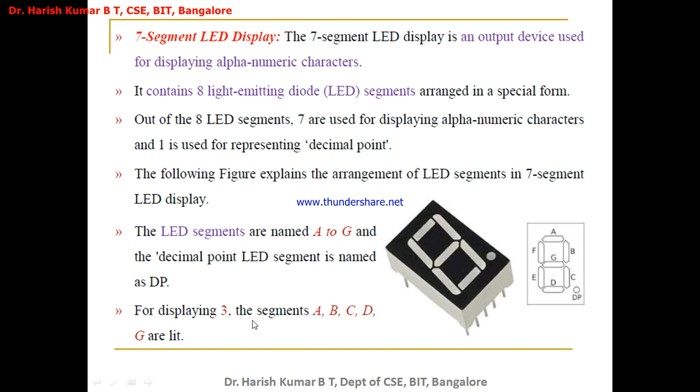For example, I want to display the digit 3 on the 7-segment display. Which LED segments should be glowing, or lit? A, B, G, C and D. That is A, B, C, D, G. If these segments are lit, it displays the digit 3 on the 7-segment.